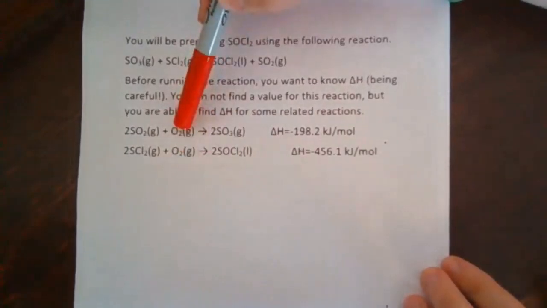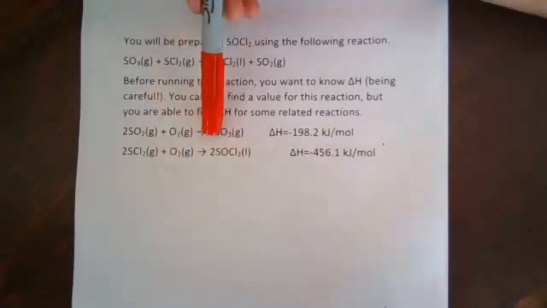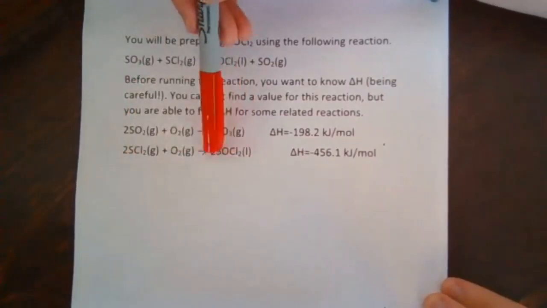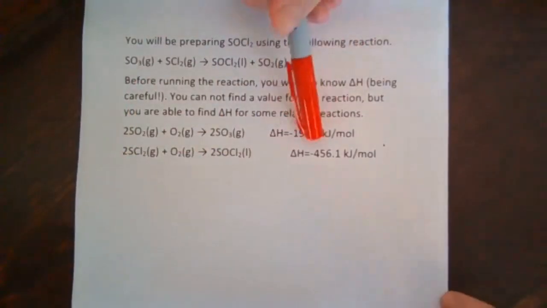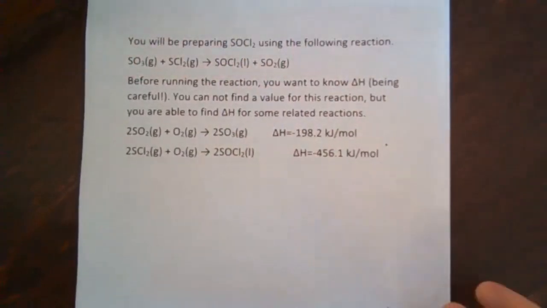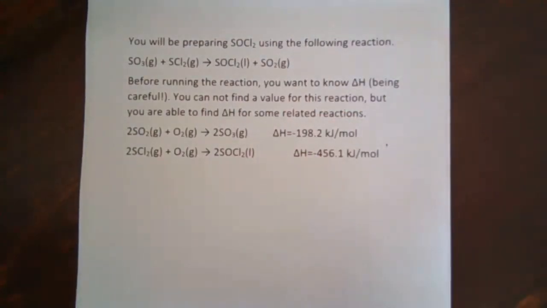You'll note they're both combustion reactions. It's very common to be able to find delta H for combustion reactions. These are tabulated in large numbers. And so SO2 plus O2 gives you SO3, and SCl2 plus O2 gives you SOCl2. And so they each have an associated delta H going across. We want to know the delta H for this reaction. And so we have two reference reactions. In the previous examples, we've seen how we can add reactions together and how we can modify reactions to look like each other. And so we're going to put those ideas together in this process.